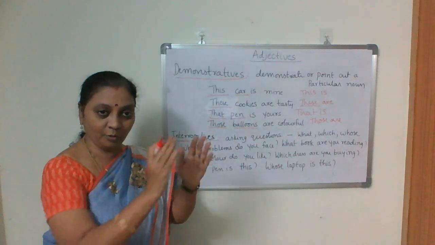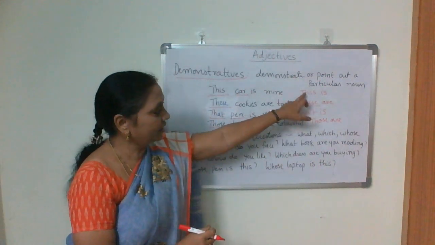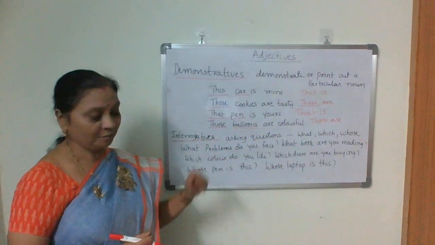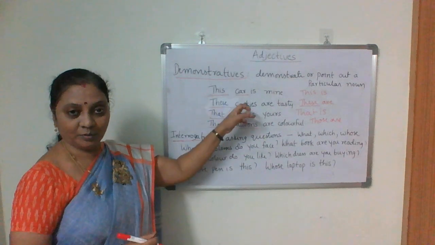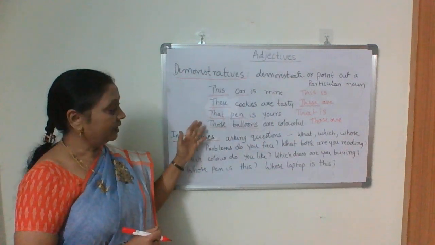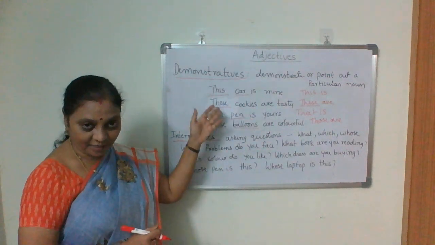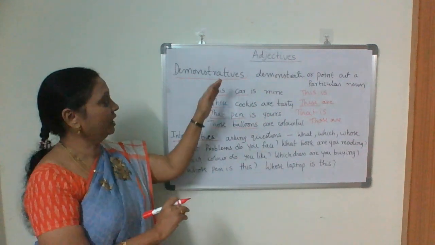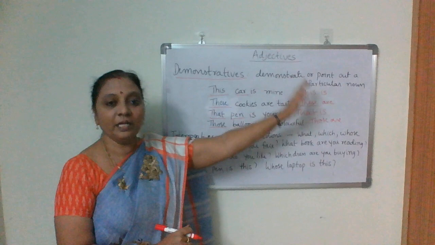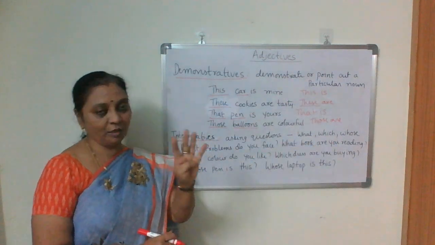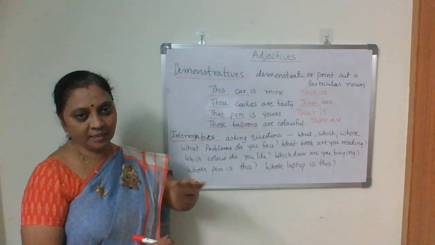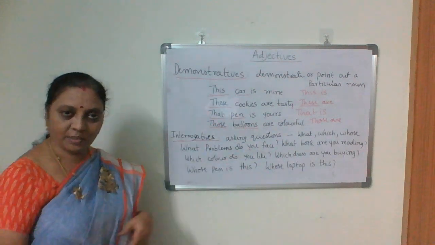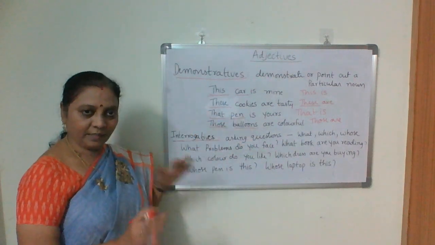See the difference. Those, an independent one. This, these, that, and those we have used independently. But here, along with nouns: this car, that pen, these cookies, those balloons. That is the difference between demonstrative adjectives and demonstrative pronouns. But only four words: this, that, these, those. Singular, plural. Clear? This type of determiner, clear.